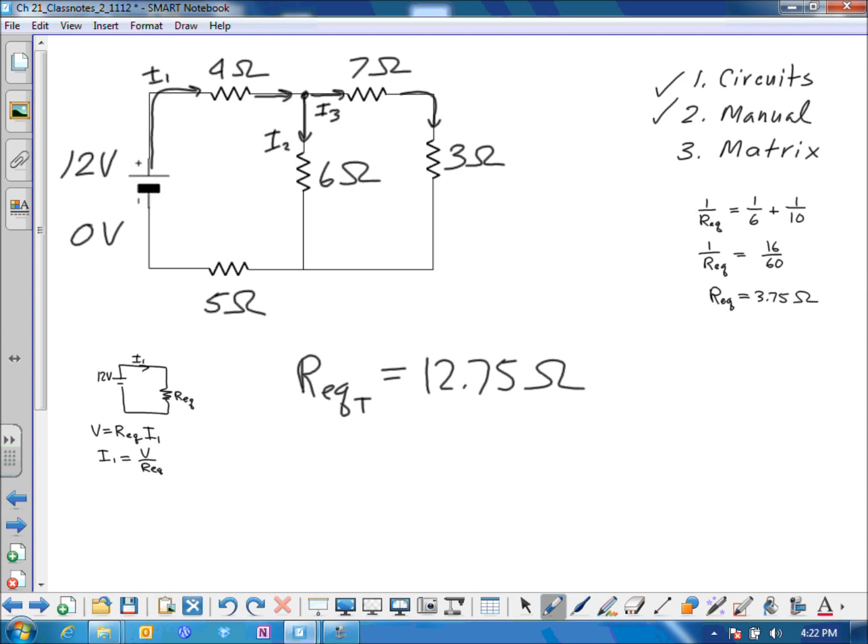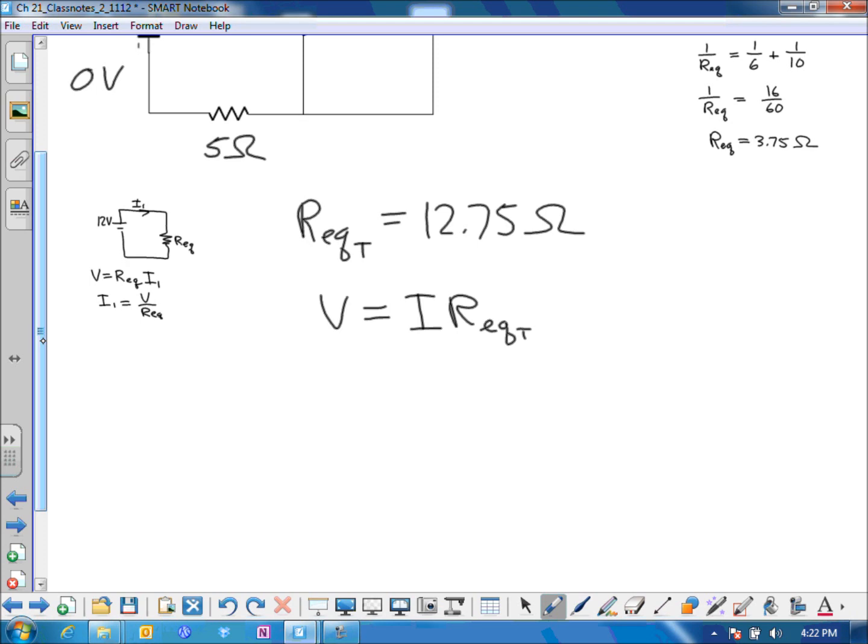So now what we can do is find I1 right here. We're going to use this technique now for finding I1. Let's just write down Ohm's law. The voltage is going to be equal to IR, and we just found the total equivalent resistance of the circuit. I'm going to move this down a little bit. And so now we can find, let's say that's I1. So I1 becomes the voltage, which is 12, divided by our equivalent resistance, which is 12.75. And so we've found I1.